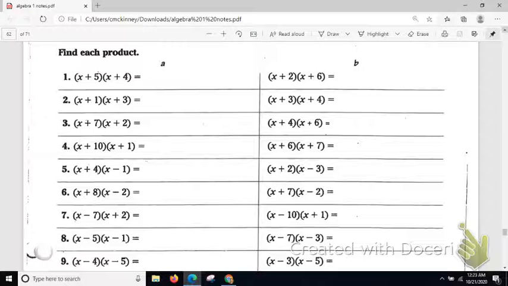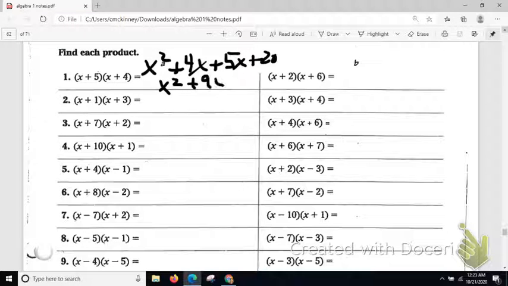So remember when we had two binomials and we could do x times x is x squared, and x times 4 would be 4x, 5 times x, and 5 times 4, and then the part in the middle would add together, right? Combine like terms. So you could actually already do everything on this page, but I'm going to show you a shorter and faster way.